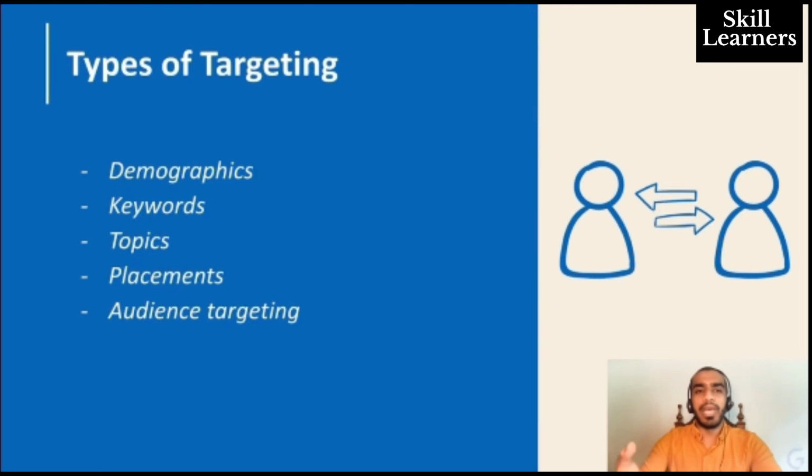Similar to Google display campaigns, here too in Google video campaigns there are different types of targeting, where you have targeting in demographics, you can target via keywords, topics, placements, and audience targeting. When I say demographics, you can target people within certain age groups, certain genders, relationship type, etc. The second type is keyword.